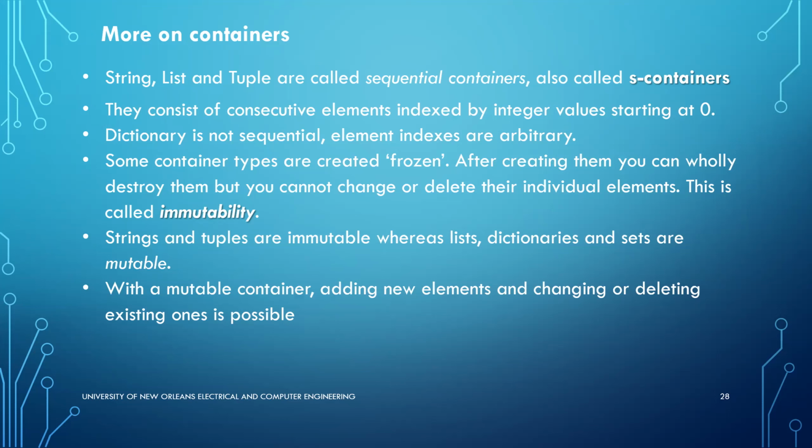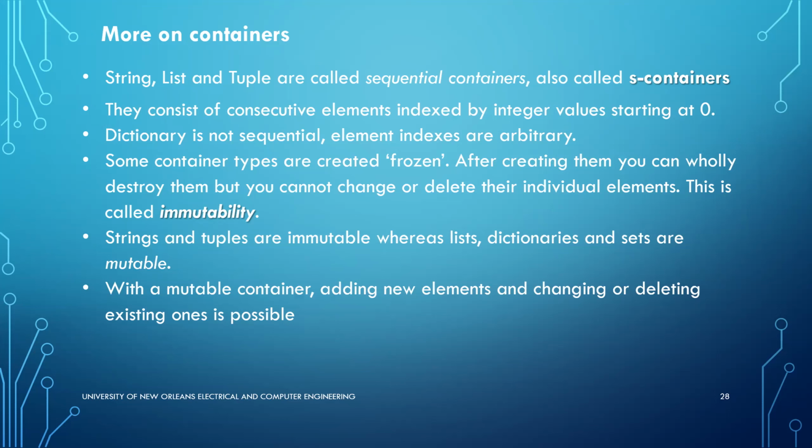A dictionary, on the other hand, is not sequential, and the element indexes are arbitrary. We'll see a little bit of this later in the course, but our focus for now is going to be mainly on the S container types. Some container types are also called frozen, which is another way of saying they're immutable. After creating them, you can wholly destroy them, but you cannot change or delete the individual elements, and that's what we call immutability. Strings and tuples are immutable, and lists, dictionaries, and sets are mutable. They can be changed after they have been created.